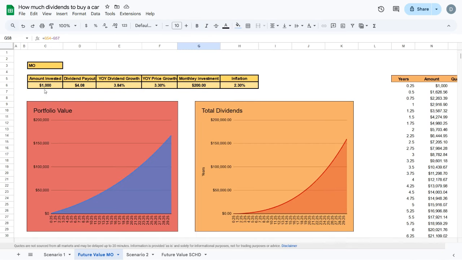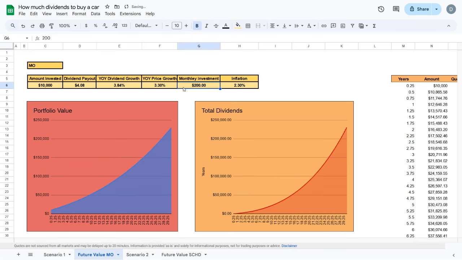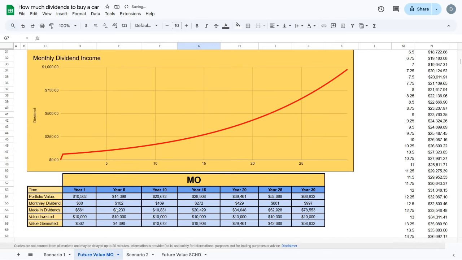But of course, if you still wanted to buy the Suzuki with purely dividend income, you would have to make a one-time investment of $10,000, and then you would be able to generate $4,200 within 5 years. Obviously, investing into one stock isn't the greatest idea due to its volatility.